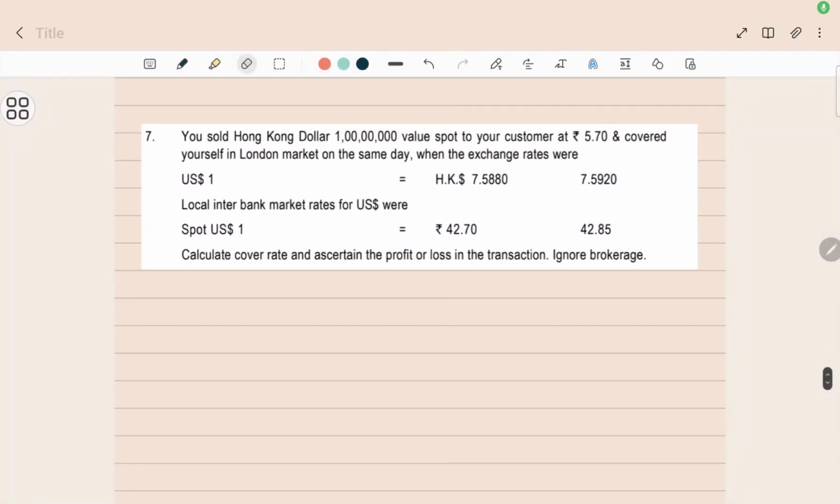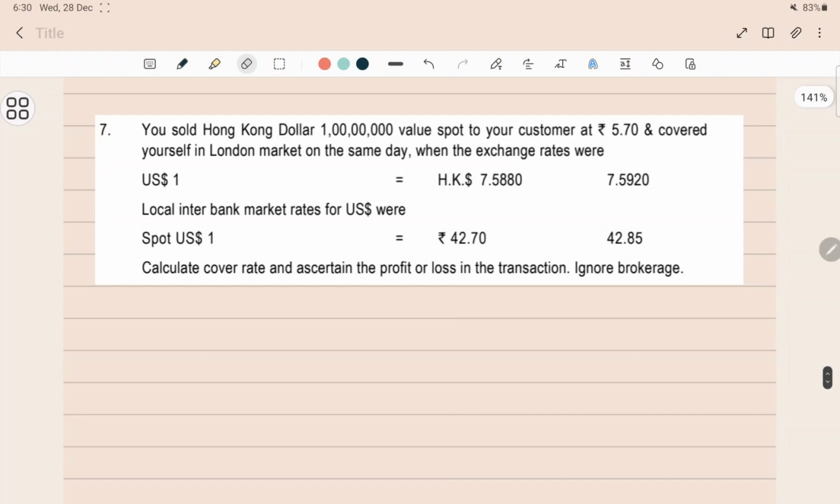To solve this, we'll see quickly. This is the way the institute has done it, by using the cross rates. Okay, so the 7 sum. Now what we want is Hong Kong dollar and rupee. This is your original contract. In order to cover the contract, we've sold Hong Kong dollars. We'll buy Hong Kong dollar and sell rupee. This is to cover the contract.